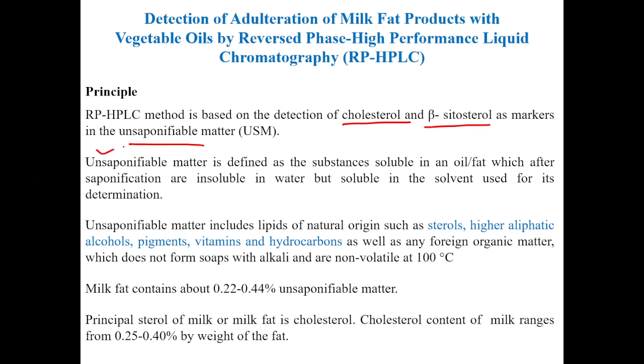Now, just to define unsaponifiable matter: it is matter or substances which are soluble in oil or fat, but after saponification are insoluble in water and soluble in the solvent used for their determination. In simple terms, unsaponifiable matter is matter which is not saponifiable. Saponification means that when a triglyceride or fat is treated with alkali, soap is formed. If we use sodium hydroxide, we have sodium salts of long chain fatty acids, and if we use potassium hydroxide, we have potassium salts of the long chain fatty acids, which are nothing but soap.